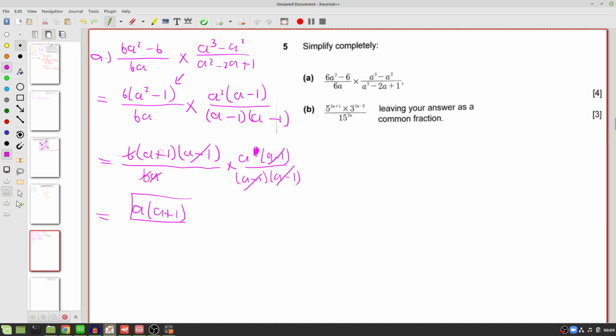So this is our answer, as simple as can be. Perfect. Alright, now we move on to question B. Question B, again, I'm just going to rewrite the whole question so we can see what's happening there.